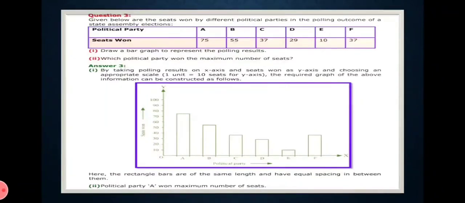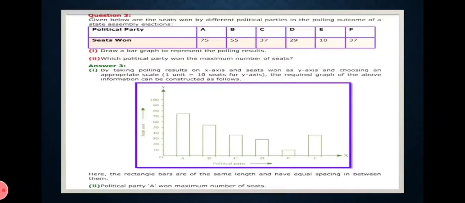Then for political party B, the seats won are 55, for C it is 37, for D it is 29, for E it is 10, and for F it is 37. Accordingly, make the bars, and then after the representation, answer question number 2. That is, the answer is political party A won the maximum number of seats.